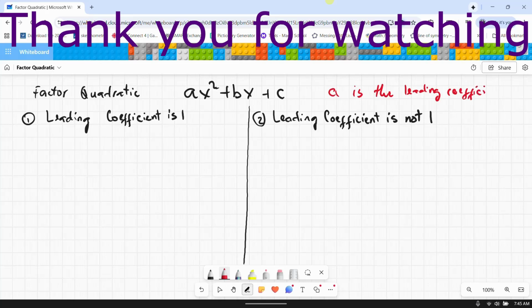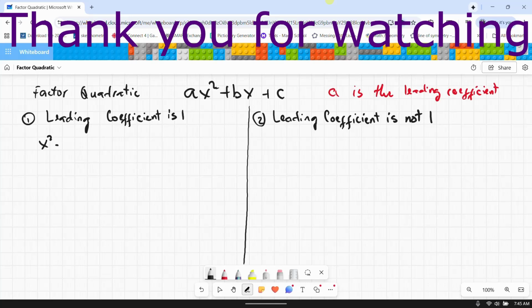Make sure that whatever quadratic equation you have, you put the x to the second power term first in the equation, so then you know what the leading coefficient is. Let's start with the first example.